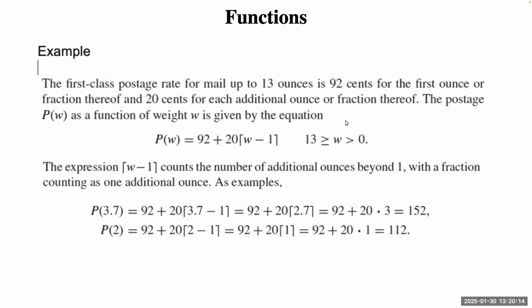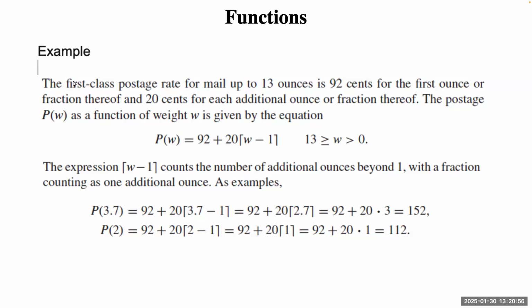So the postage function, P of w, is a function of the weight of the letter or package or whatever. So P of w will be 92. That takes care of anything below 1 ounce. And then there's an additional 20 cents for every ounce after that. So you take 20. First there's 13 ounces, 92 cents for the first ounce. Oh, first ounce. Okay. So the first ounce, not the first 13 ounces.